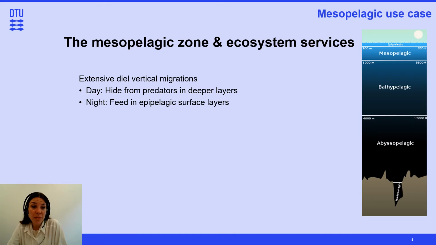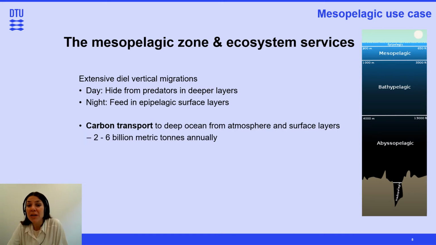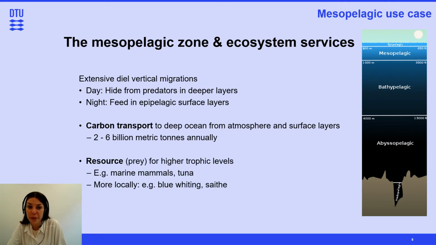And with those daily migrations, part of the mesopelagic community has an important role in the sequestration of carbon to the deep ocean. Further, mesopelagics form an important resource for other species such as marine mammals and tuna, or more locally in the North Atlantic for commercially important species such as blue whiting.